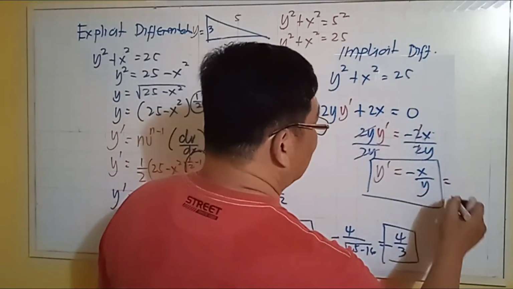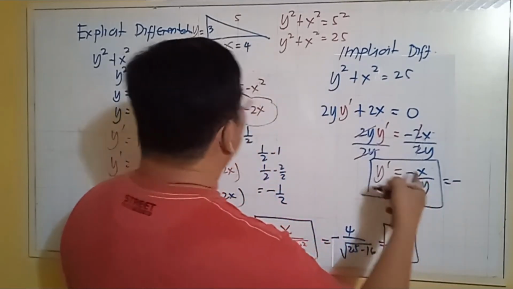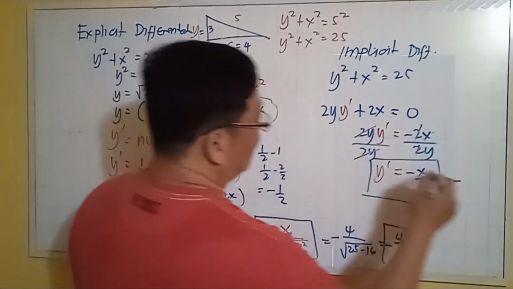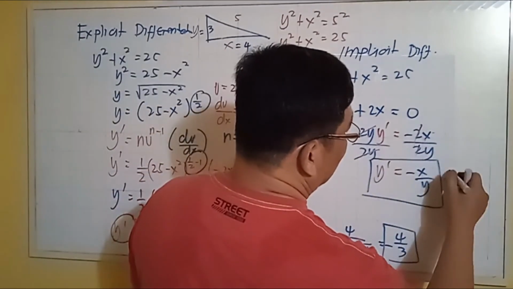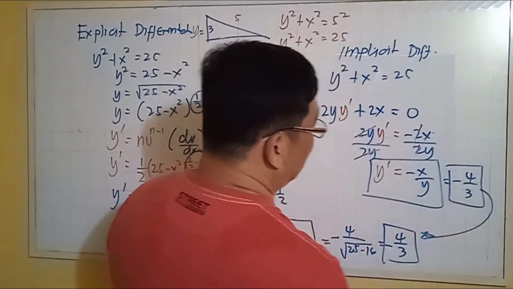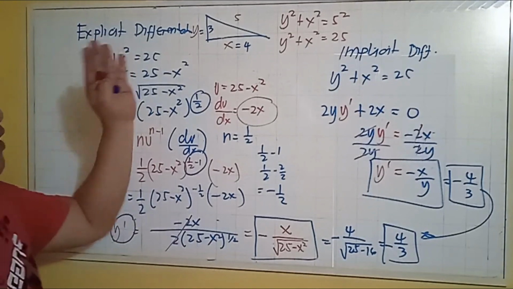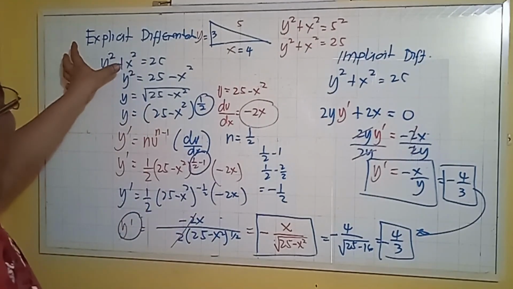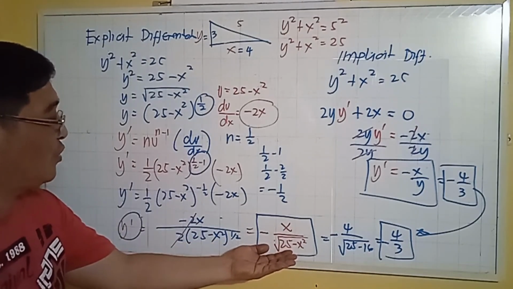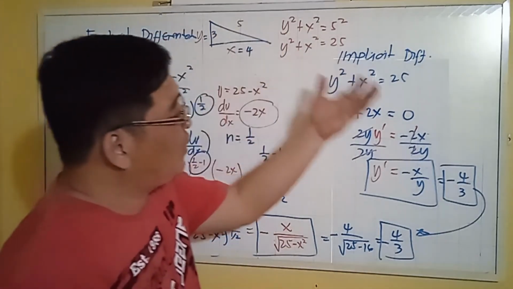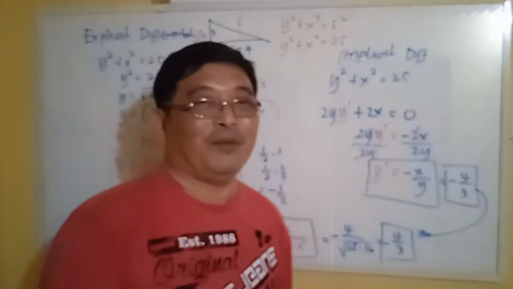What about this one? Using implicit differentiation. Negative x over y. What is x? X is equals to 4. What is y? Is equals to 3. So, pareho yung sagot niya using implicit differentiation and explicit differentiation. So, therefore, ito yung explicit differentiation wherein hindi mo naman makikita yung dependent variable dito sa solution. While dito sa implicit differentiation, makikita nyo rito na nandito pati yung dependent variable at saka yung independent variable.